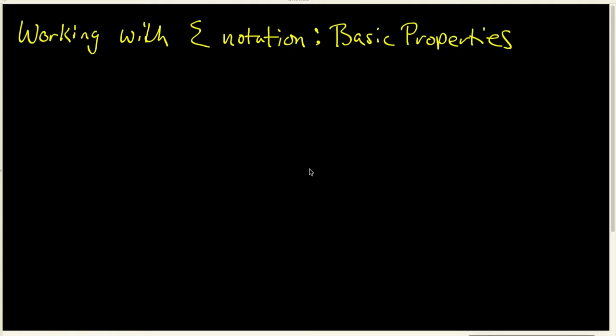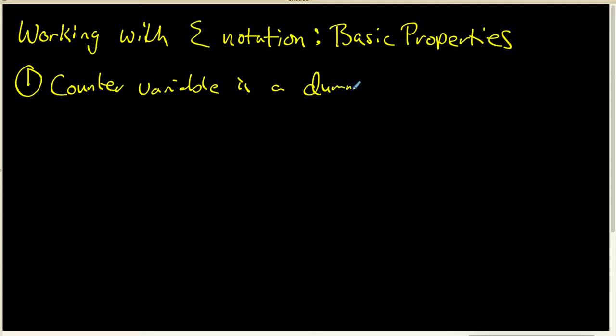In this video, I want to look at how we actually work with sigma notation, and we're going to look at some very basic properties. The first property is one that we've already mentioned in an earlier video, which is that the counter variable is a dummy variable, meaning its name is unimportant.